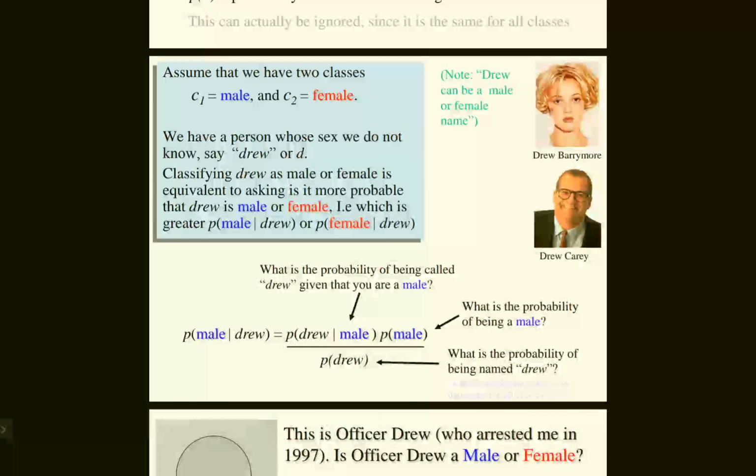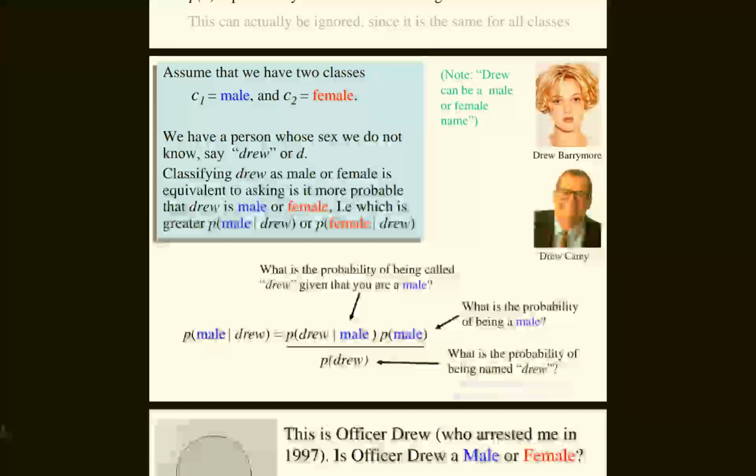What is that condition here? What exactly is the probability of being called Drew given that you are a male? The probability of male is the probability of being a male, and the probability of Drew is the probability of being named Drew. So these values we need to calculate.